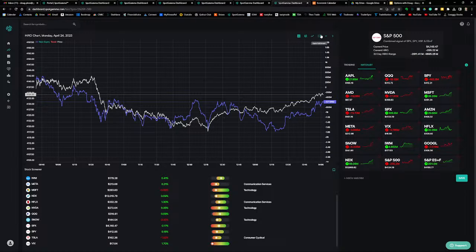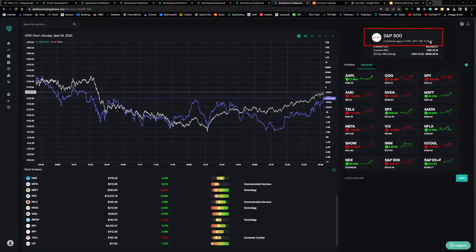I'm showing a combined signal. Oops, wrong tool. A combined signal for the S&P 500 showing SPX, SPY, XSP, which is not significant, and ES. So these are showing options trades in SPX, SPY, and ES, and showing the hedging impact of those options trades in real time. So this is HERO, hedging impact of real-time options.